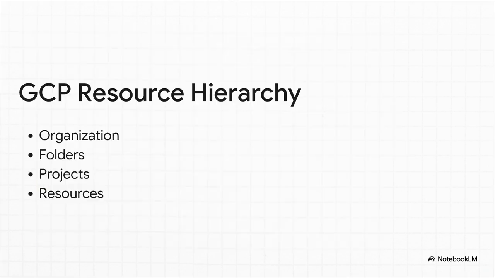Now, GCP isn't just a flat open field. It's a really strict top-down hierarchy. You've got the organization at the very top, then you have folders, maybe for different teams. Inside those, you have projects for specific apps. And at the very bottom, you have the actual resources, the virtual machines, the databases, you name it. And here's the kicker. Permissions flow downhill. If you can control the top, you own everything underneath it.